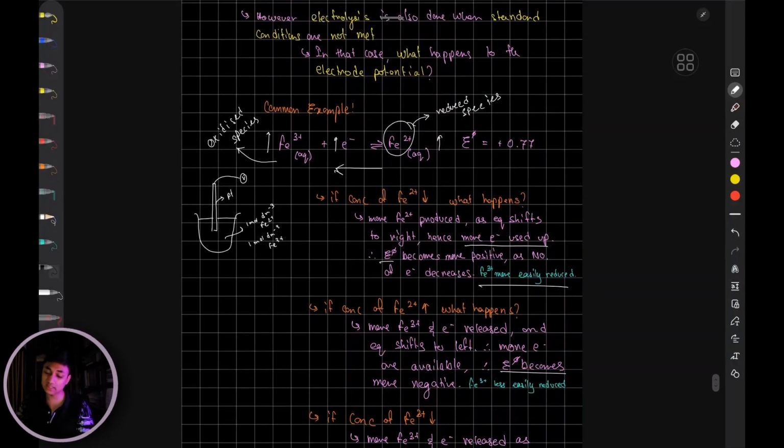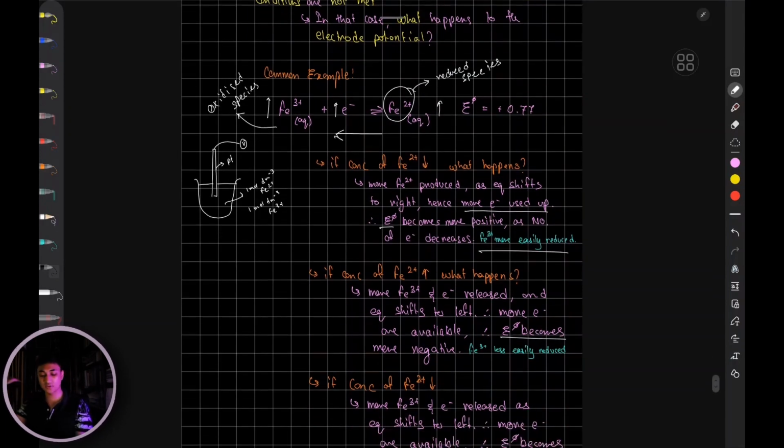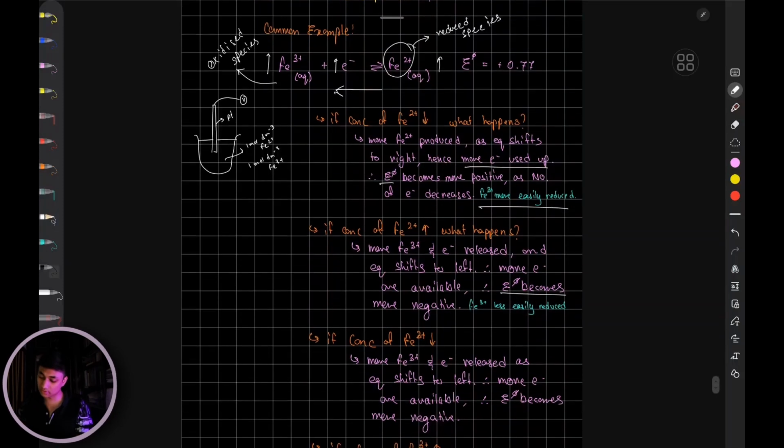Why more negative, you ask? Because the concentration of electrons has increased. If the concentration of electrons increases, that means the concentration of Fe3+ has also increased, because for Fe2+ to release electrons, it had to turn into the oxidized species, that is Fe3+. Therefore, more electrons means a more negative electrode potential. So in this case it would probably turn into something like 0.65 or even 0.72. So it becomes more negative, or decreases, you could say.